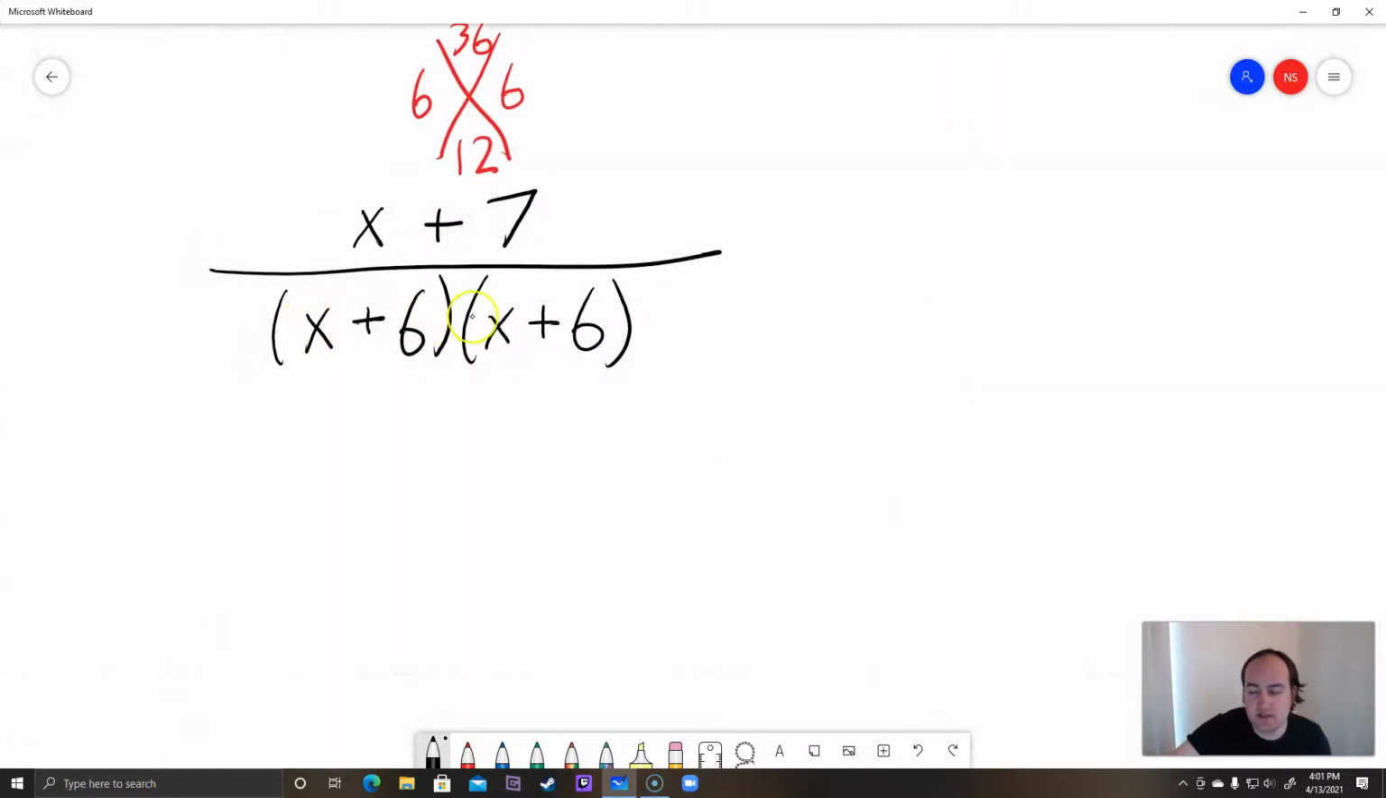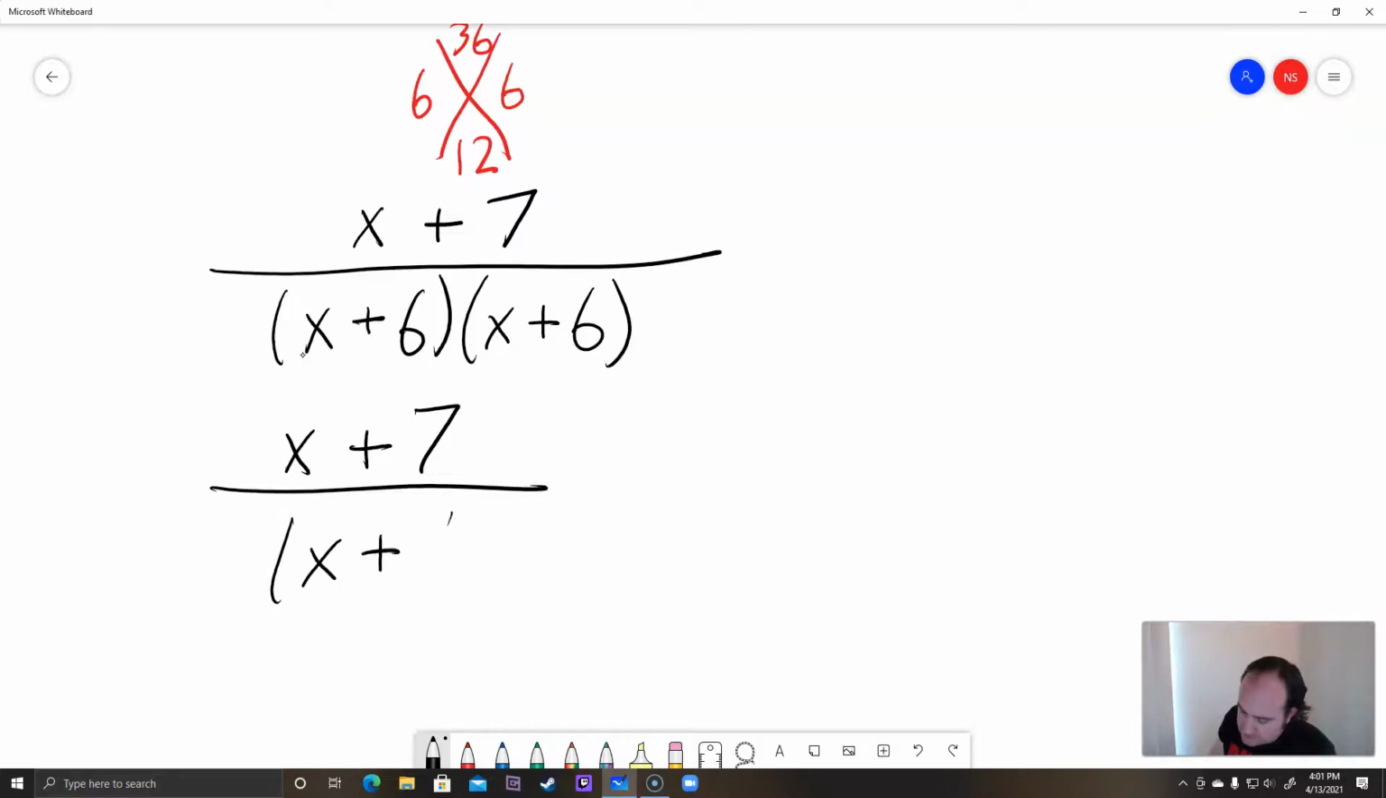So because these 2 factors are actually the same, we need to combine them. So instead of writing x plus 6 times x plus 6, we're going to write them as x plus 6 quantity squared. Okay? So what we got here is x plus 7 over x plus 6 quantity squared. And that's the beginning of the problem.